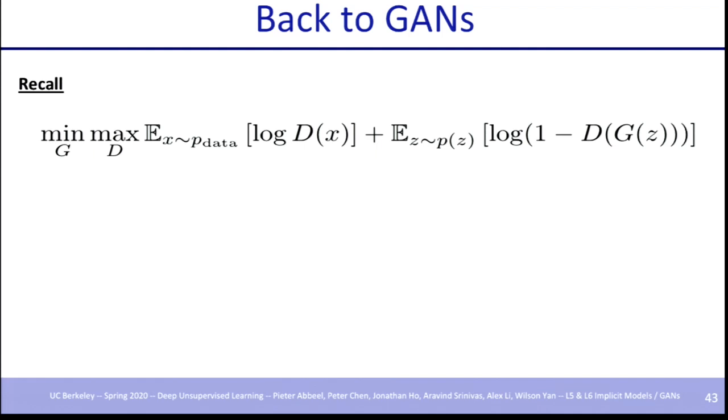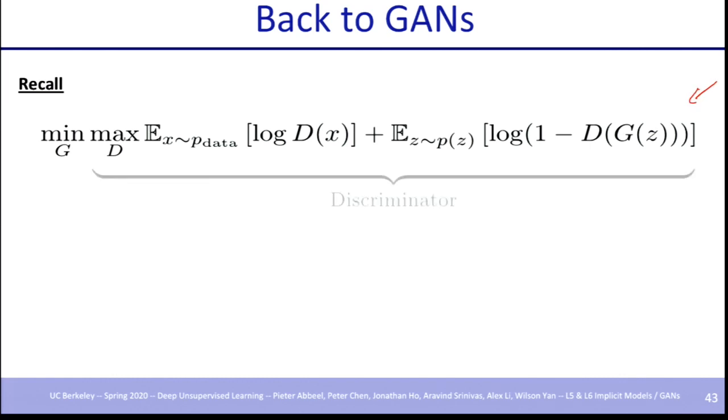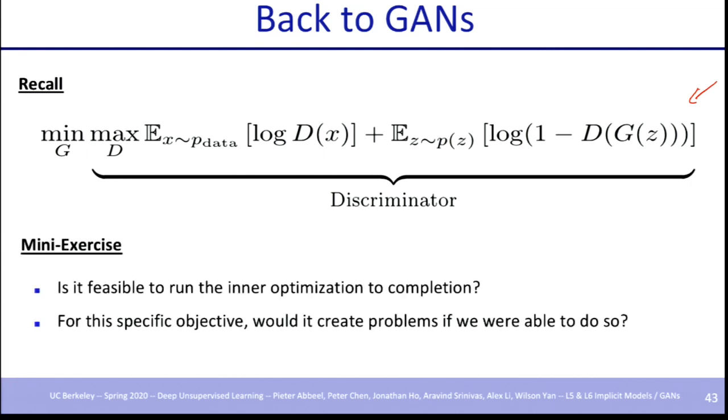Another thing that's actually quite challenging is, well, let's look at this objective over here. This is our discriminator objective on the inside. This is just a classifier. Is it feasible to run the inner optimization to completion? We run it all the way until we get that Bayes optimal classifier. Well, is it? If you train your inner loop for long enough, you can actually get there with an expressive enough network. You will get there and get the Bayes optimal classifier. Would it create problems if we're able to do so? It actually will create problems.